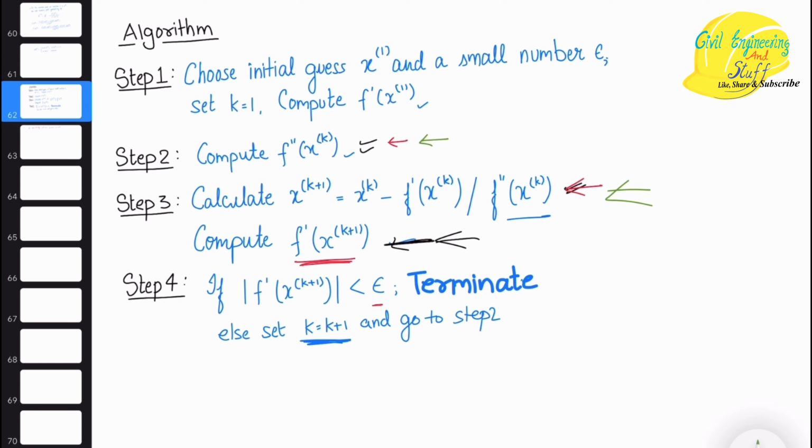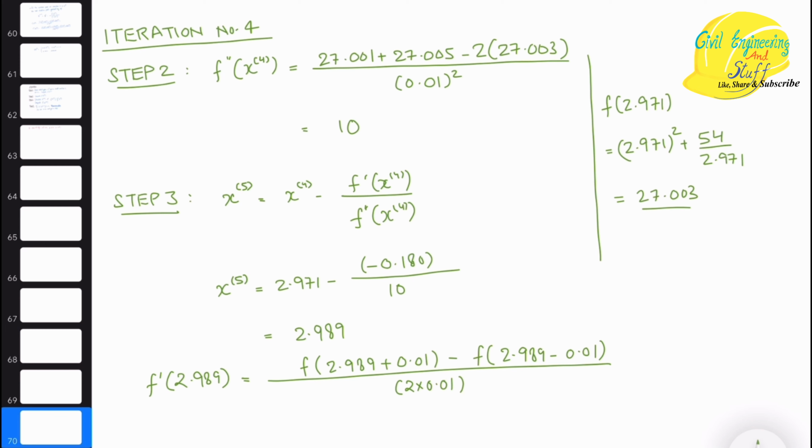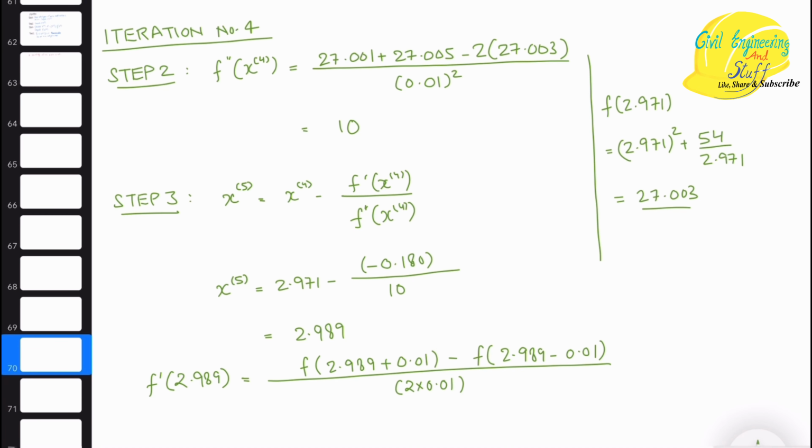Step 3 also says that we have to find out the first derivative. So let's find out the first derivative of this number. So f dash of 2.989. What is the formula? I hope you have written the correct formula, that f of 2.989 plus 0.01 minus f of 2.989 minus 0.01 divided by 2 into 0.01.